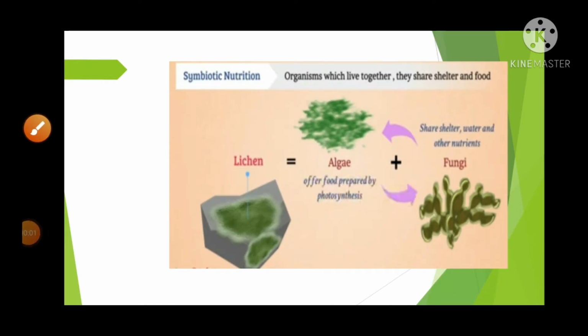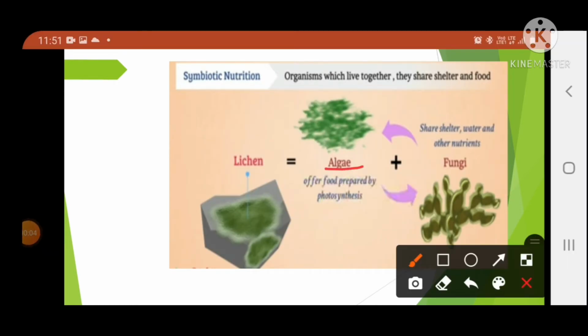Another example of such a symbiotic relationship is alga and fungi, which form the lichen. Alga offers food prepared by photosynthesis, while fungi share the shelter, water, and other nutrients with it.